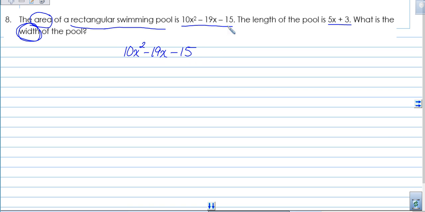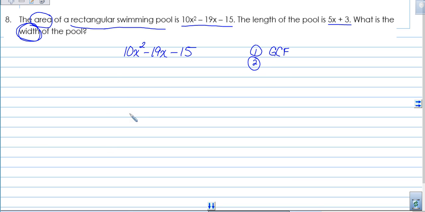Okay? Whenever you see trinomials, you should think factoring. The rectangular swimming pool gives you the area, and to find the length and the width, you would have to factor this. So the first thing you want to try to do is take out a GCF. Well, if you look, 10, 19, and 15 don't have anything in common. We've already factored this one already, but we're going to go all the way through it anyway.